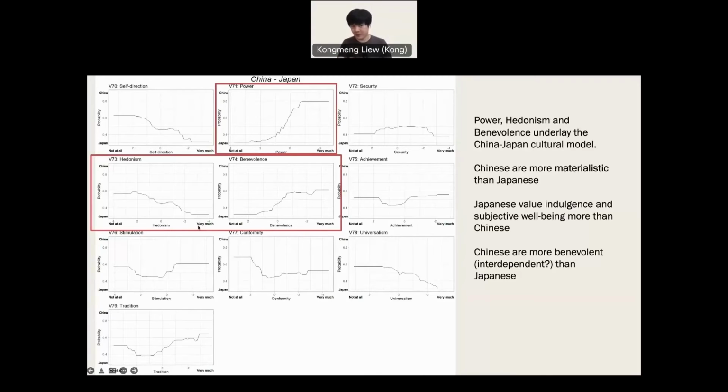Now, how do we interpret this? One thing I think that maybe makes sense is that perhaps Japanese people value subjective well-being and indulgence more than Chinese, because a lot of the emphasis in China is on being hardworking and very competitive in Chinese society. That makes sense. And benevolence is interesting, because it seems to suggest that Chinese people might be more benevolent, might be more independent than Japanese people. To be honest, I'm not really very sure how to interpret this.